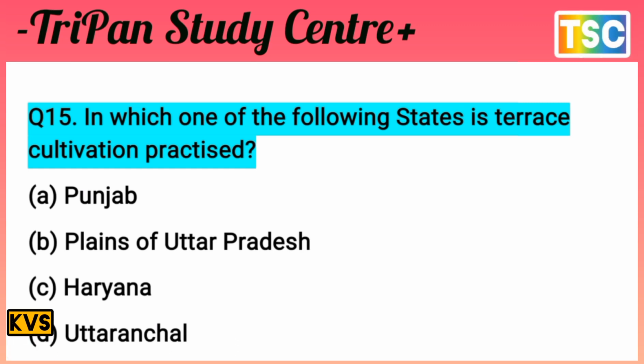You must have thought of your answer. Let's see what our answer is. First of all, understand the question: which state practices terrace cultivation? Punjab is nothing here, the plains of Uttar Pradesh are nothing, and Haryana is nothing here. But Uttaranchal is the most important answer for this question. The answer is D. That's important. Let's see the next question.